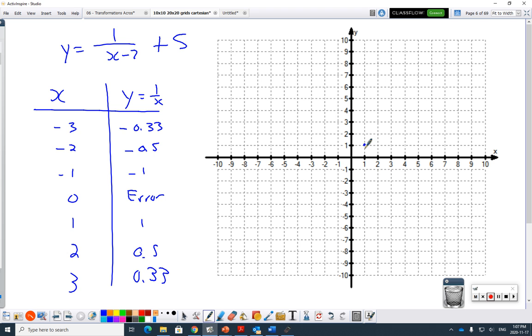1, 1. 2, 0.5. 3, 0.33. Negative 1, negative 1. Negative 2, negative 0.5. Negative 3, negative 0.33. That's what your calculator will spit out. You see how that can be less than helpful, unless you already knew what was coming. You're like, oh, yeah, now I remember.